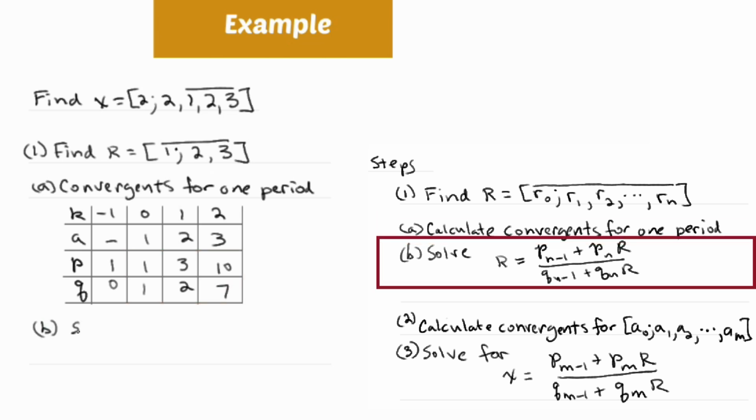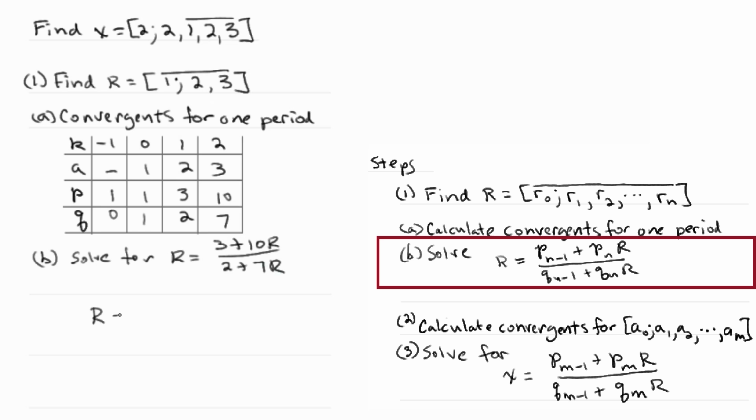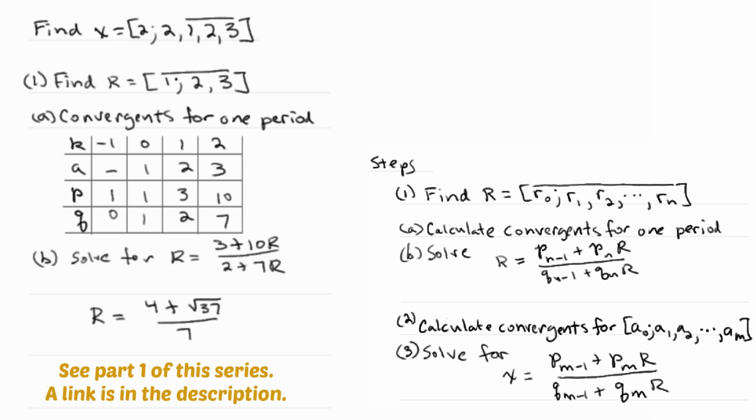Now we have what we need to calculate r. It equals p sub n minus 1, which is 3, plus p sub n, which is 10, times r, over q sub n minus 1, which is 2, plus q sub n, which is 7, times r. After we do the algebra to simplify this, it is 4 plus the square root of 37 over 7. If you'd like to see that algebra worked out, please see this other video about recovering purely periodic simple continued fractions. This is the example we used in that video.